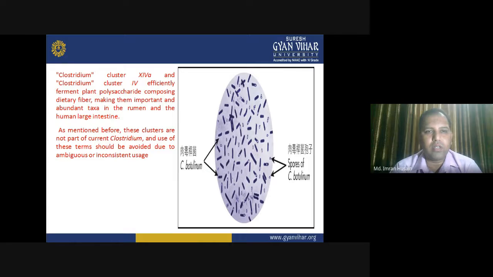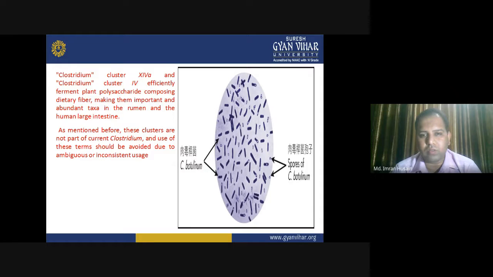So Clostridium cluster 4 and 14 efficiently ferment plant polysaccharides composing of dietary fibers, making them important and abundant taxa in the rumen and large intestine. As mentioned before, these clusters are not a part of current Clostridium, and use of these terms should be avoided due to ambiguous or inconsistent usage.